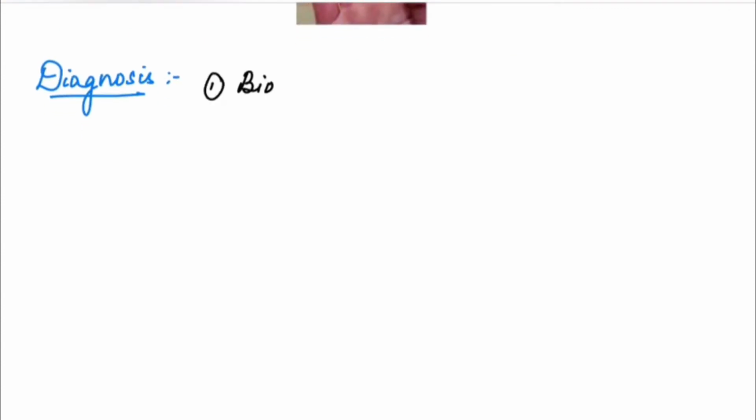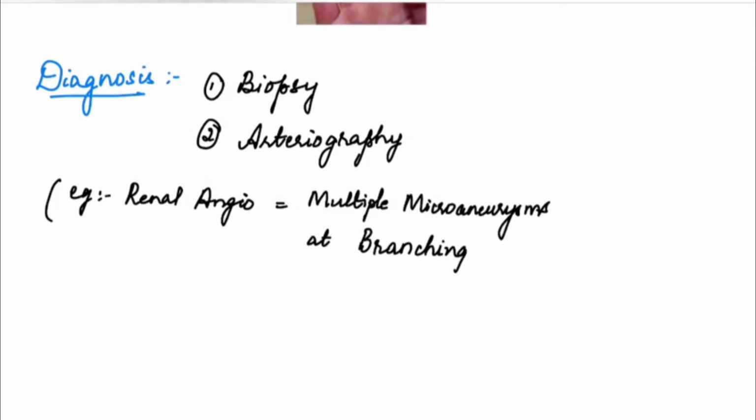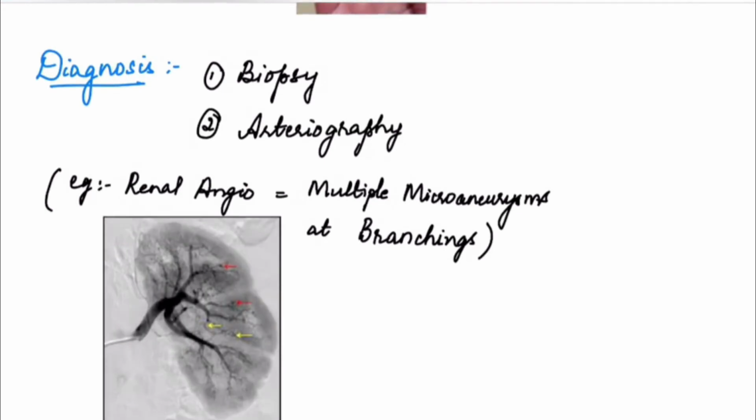Now coming to the diagnosis of PAN. First is the biopsy of the involved organ. The second is the arteriography, especially the renal angiogram, which can demonstrate multiple microaneurysms at the branchings and at the bifurcation points. This is the picture. So you can see the renal angio, and especially where the vessel is branching, you can see multiple microaneurysms.